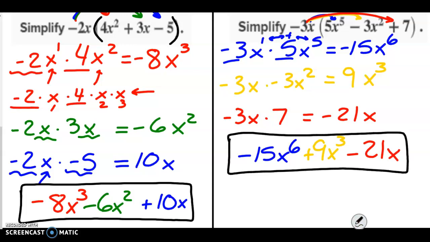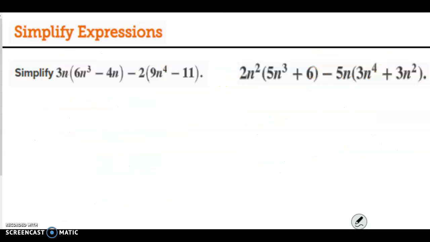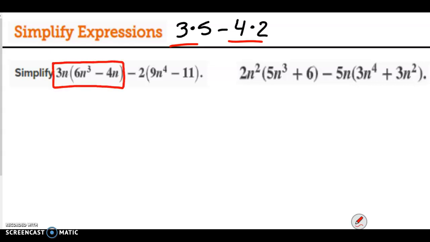Okay? And this next slide is just going to be a little bit bigger problems where, remember, we want to get multiplication done before we subtract. So this is where if we had something along the lines of 3 times 5 minus 4 times 2. We need to make sure that we are doing those multiplication pieces first, right? So here we've got one multiplication. And we're subtracting a second multiplication.